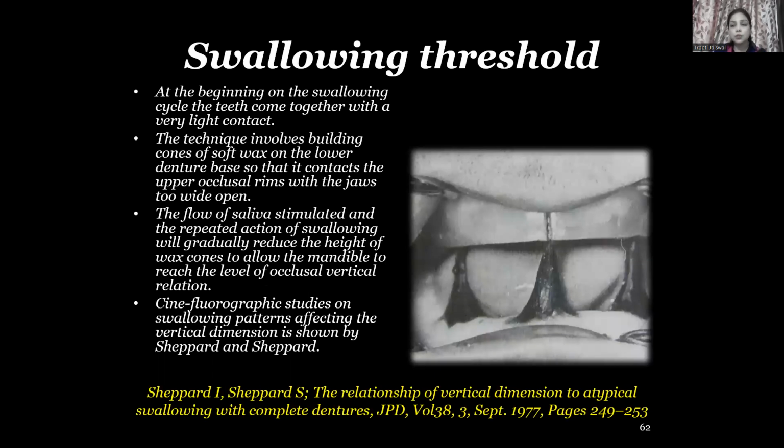Next method is the swallowing threshold. At the beginning of the swallowing cycle, the teeth come together with a very light contact. This technique involves building cones of soft wax on the mandibular rim, fabricated so that they contact the upper occlusal rims, with the jaws wide open. The flow of saliva is stimulated, and we ask the patient to swallow again and again. The repeated swallowing will gradually reduce the height of the wax cones to allow the mandible to reach the level of the occlusal vertical relation.